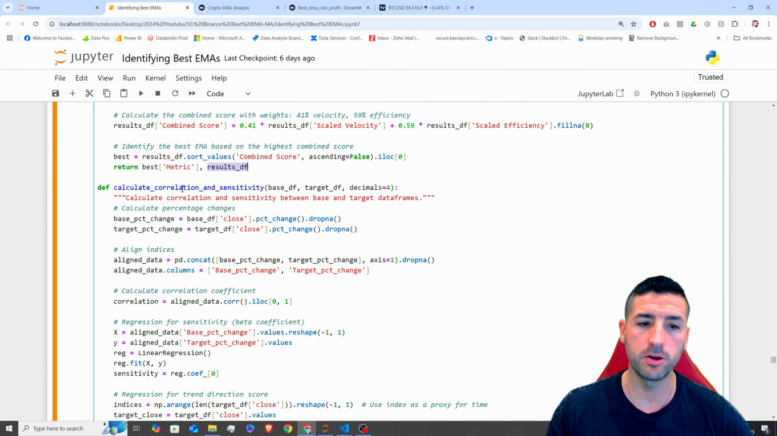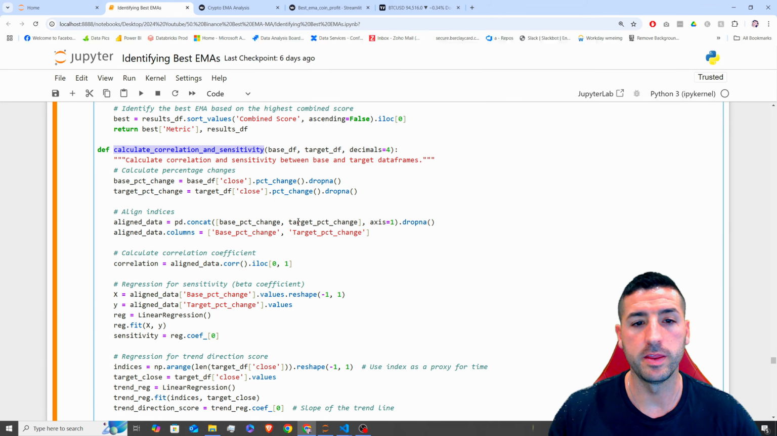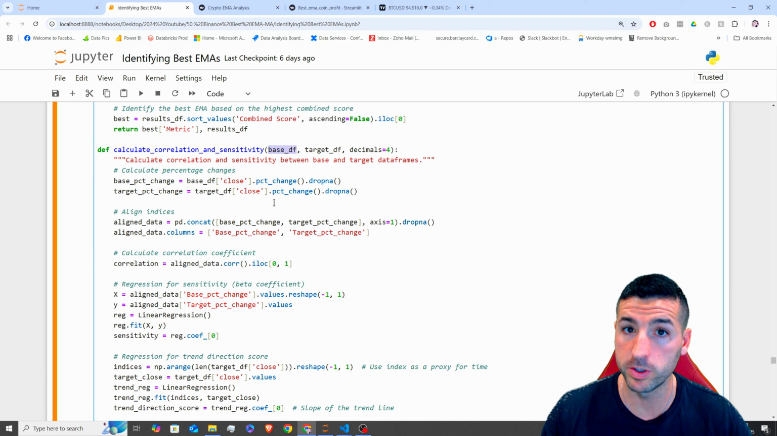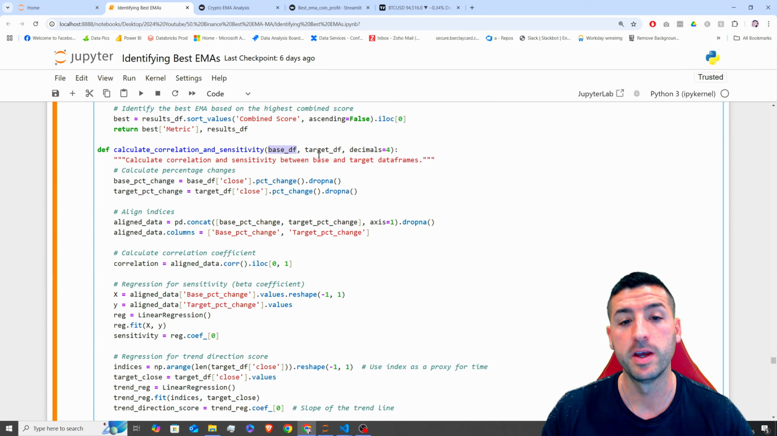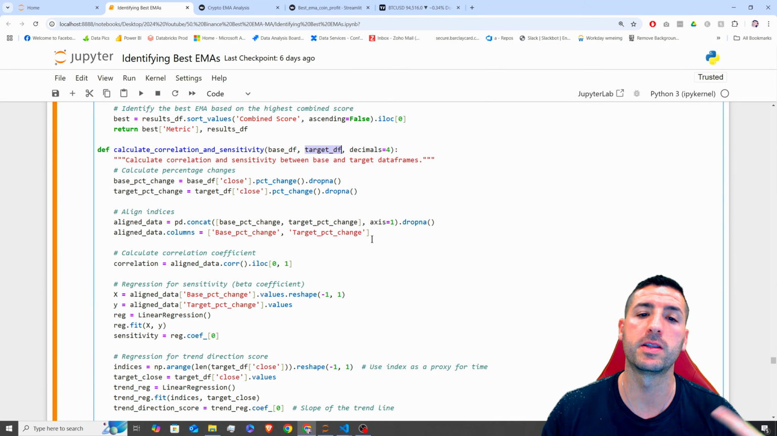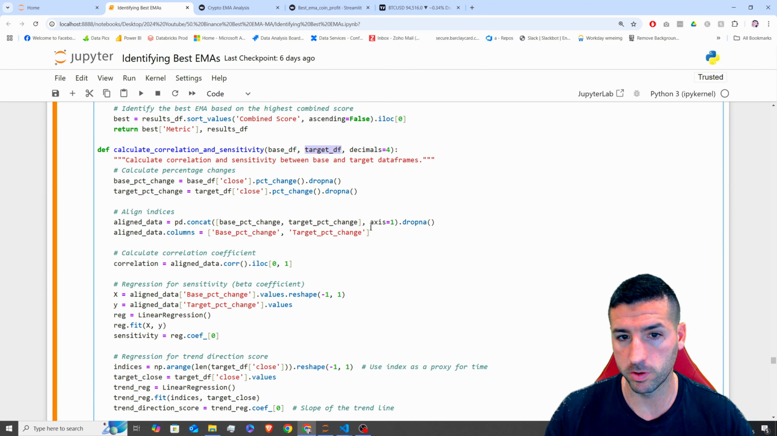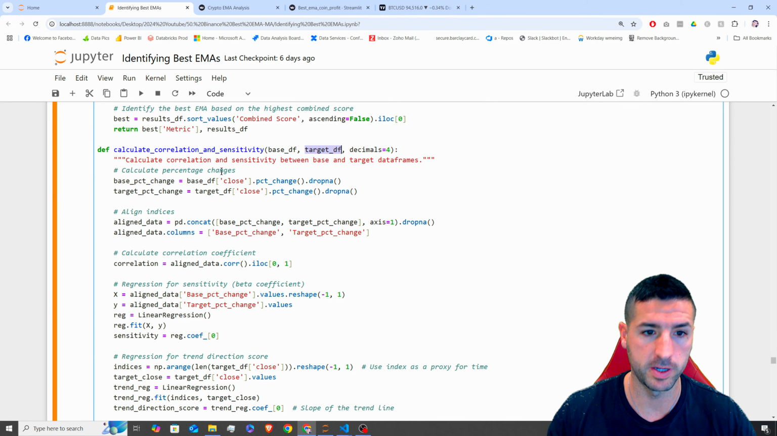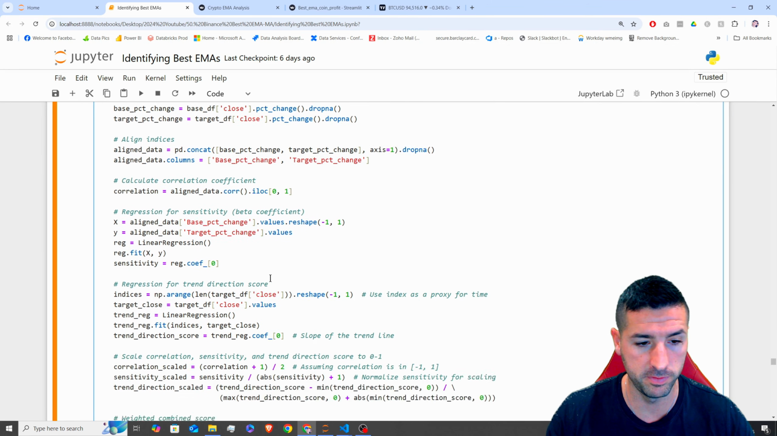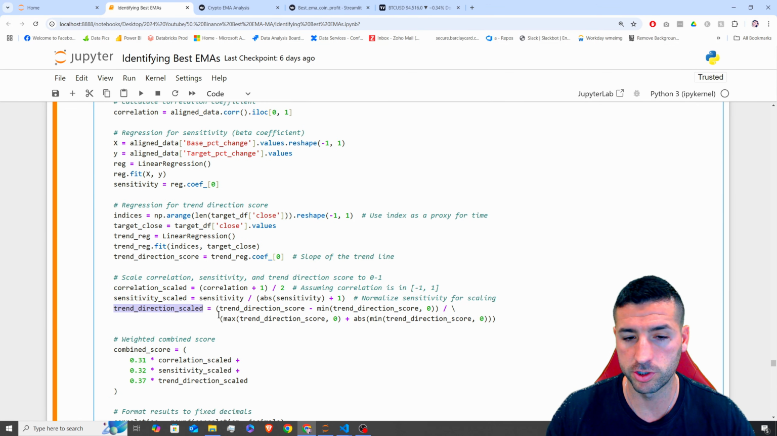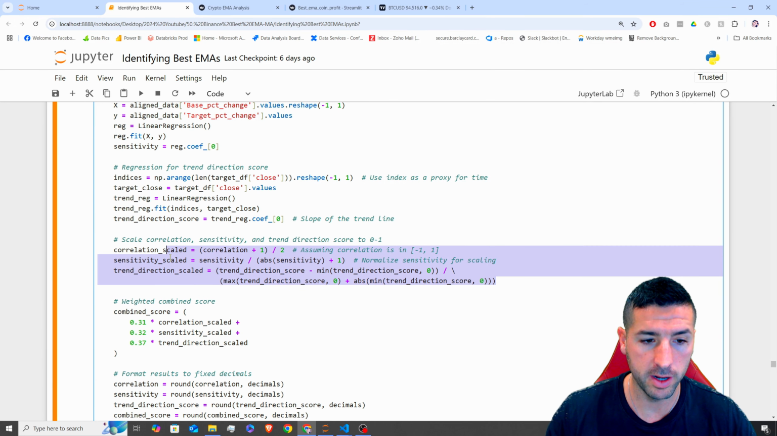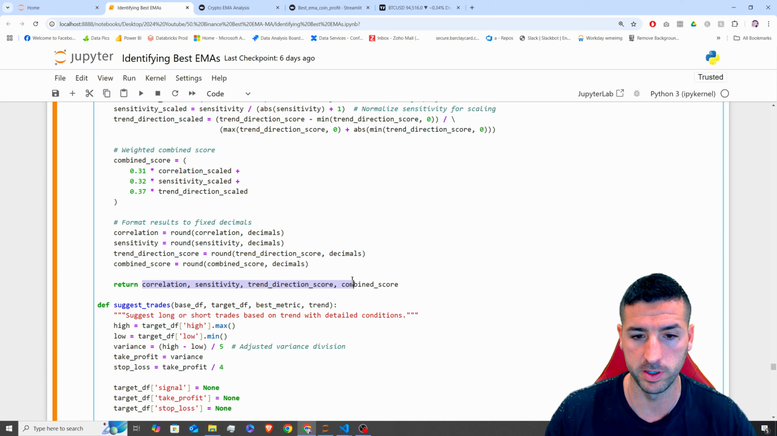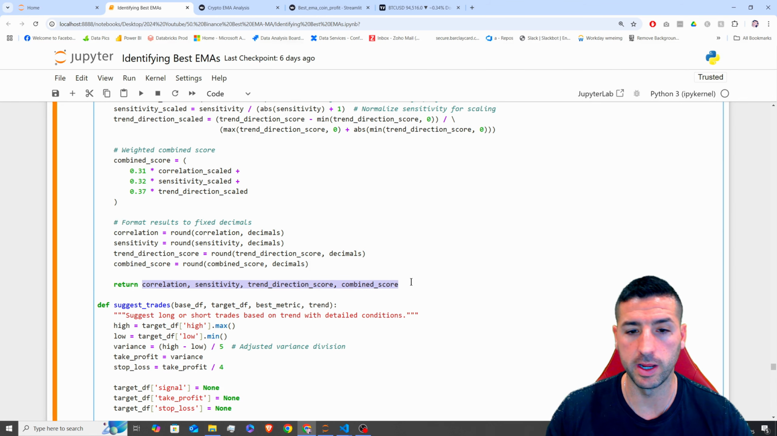Next, we have the calculate correlation and sensitivity. This function takes as input the base data frame, which is always going to be the Bitcoin data frame. The target data frame is the data frame of the crypto coin we are going to loop through. Then we calculate, as we said over here, the correlation, the sensitivity, and also the trend direction score. Then we scale them, combine them, and return all of these metrics so we can use them later on.